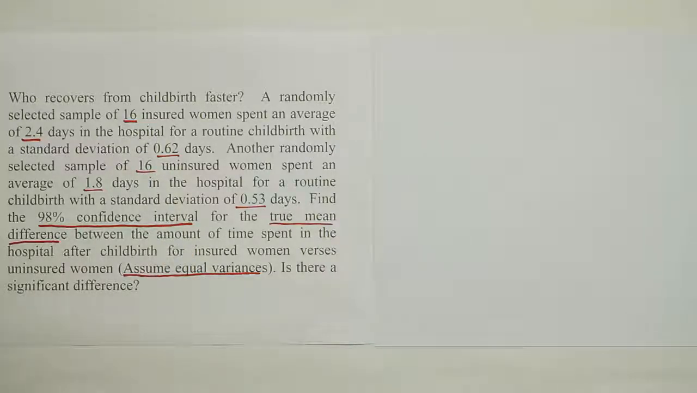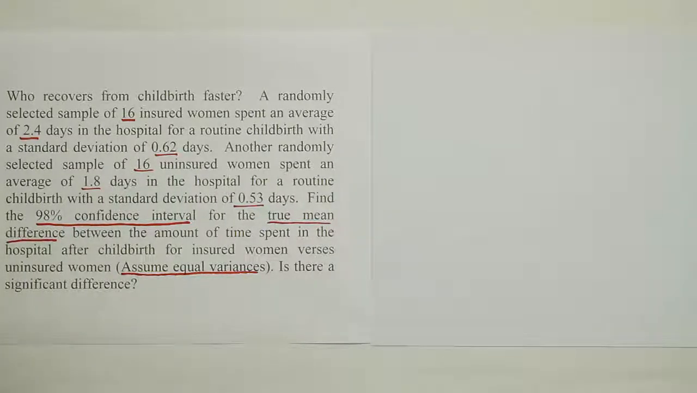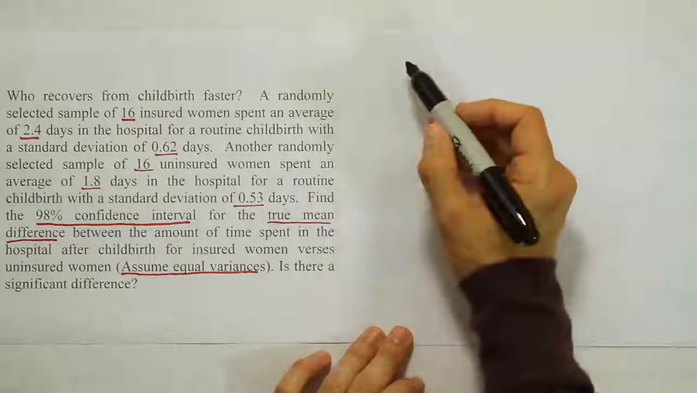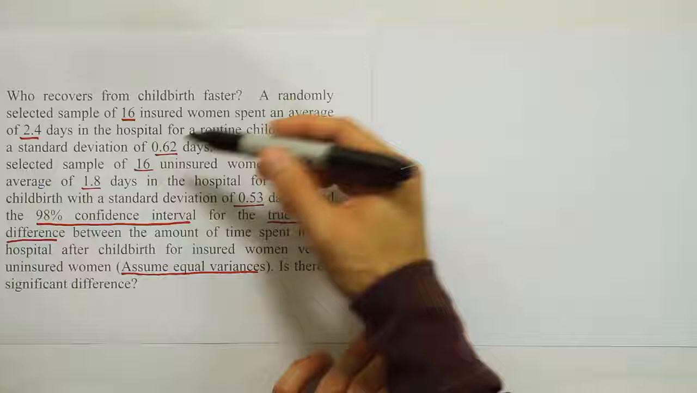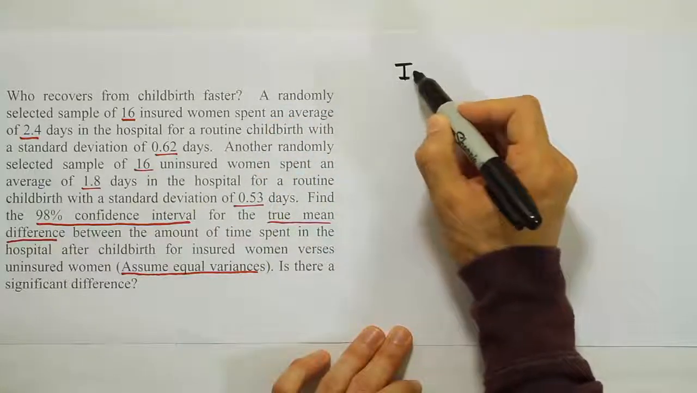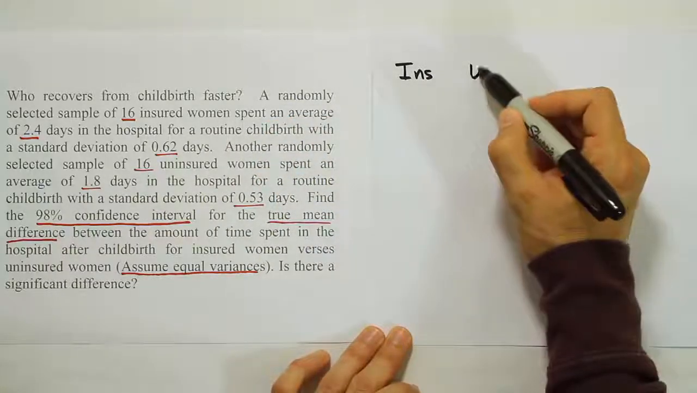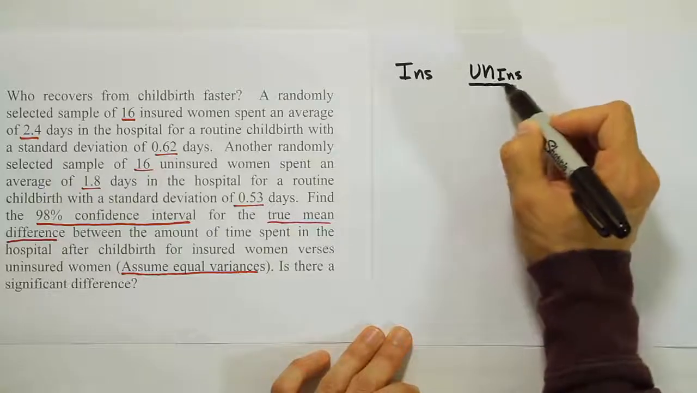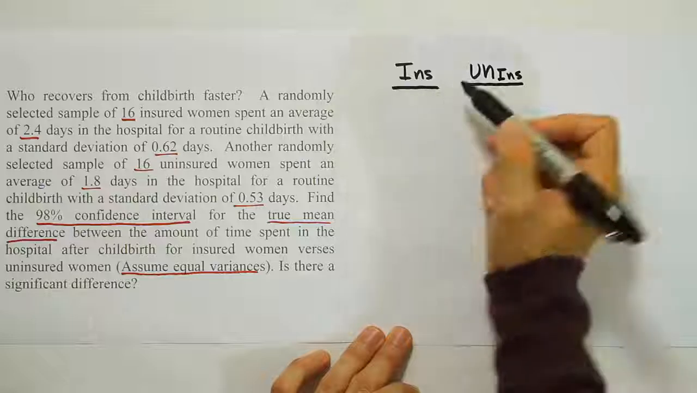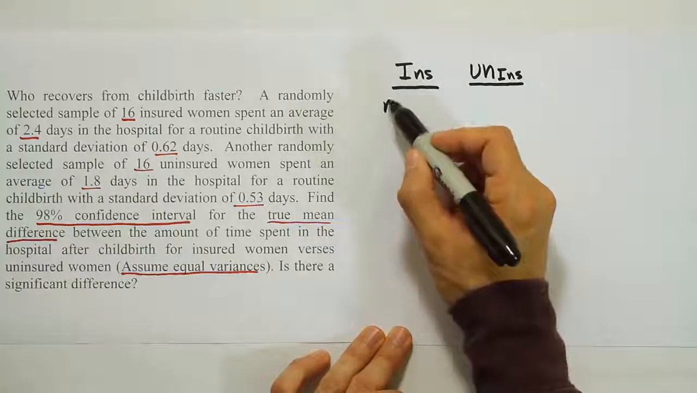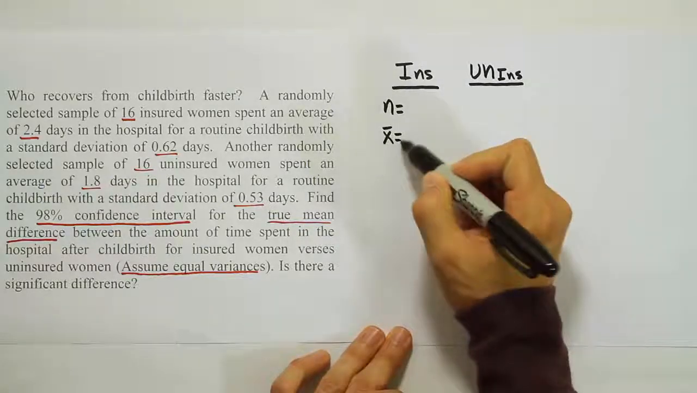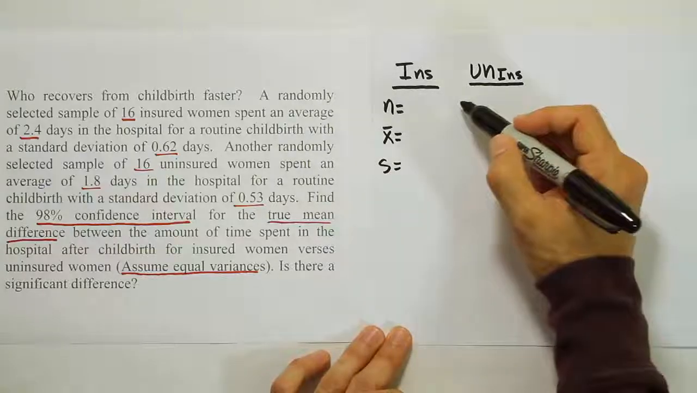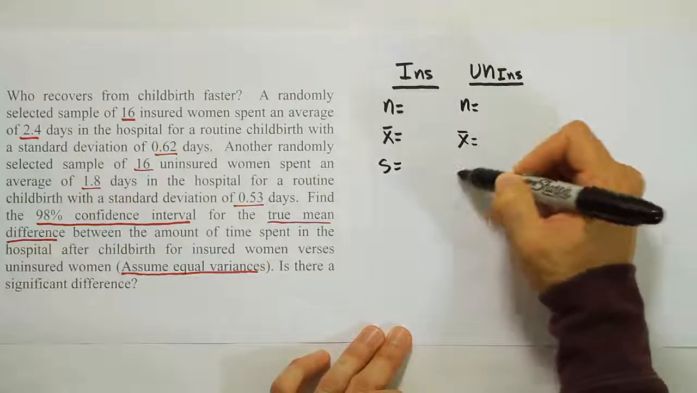All right, so let's start with the very first part of the problem, which is to talk about the data. Let's organize the data and put it into a nice summary set of notation. The first thing we're going to list is the insured women, so we'll do INS for insured, and then uninsured. Just an abbreviation; we could even use just I and U if you want. Either way, we have n equals, x bar equals, s equals for each group.